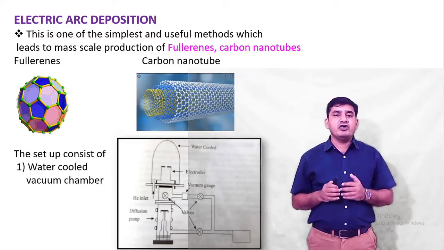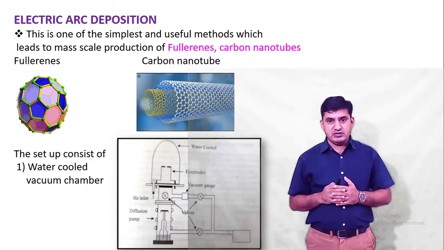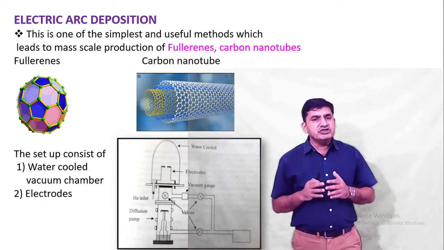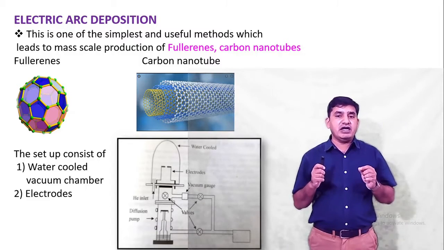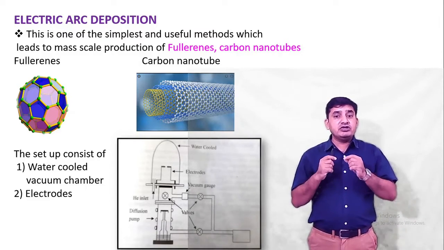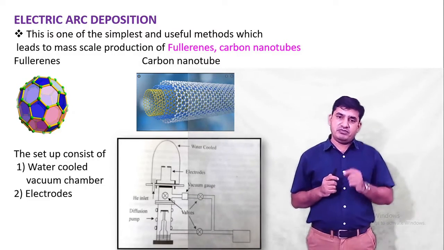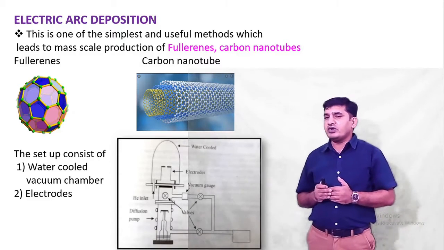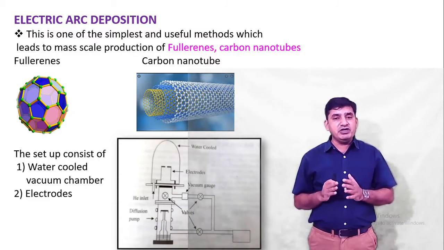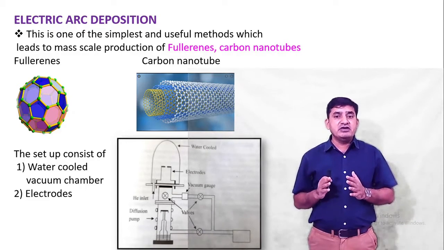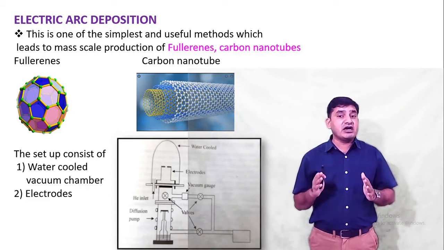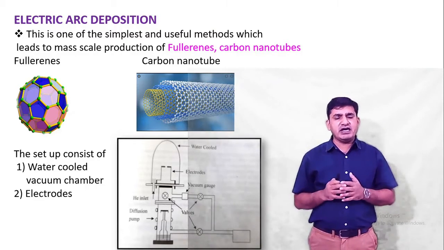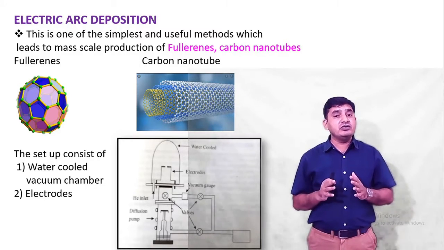The setup consists of a water-cooled vacuum chamber. Then electrodes: generally we use graphite electrodes, and the distance between the two electrodes is 1 mm. The electric current applied across these graphite electrodes is about 50 ampere to 100 ampere. That is, a very high current is applied, while a very low voltage, about 12 to 15 volt, is applied across the electrodes.